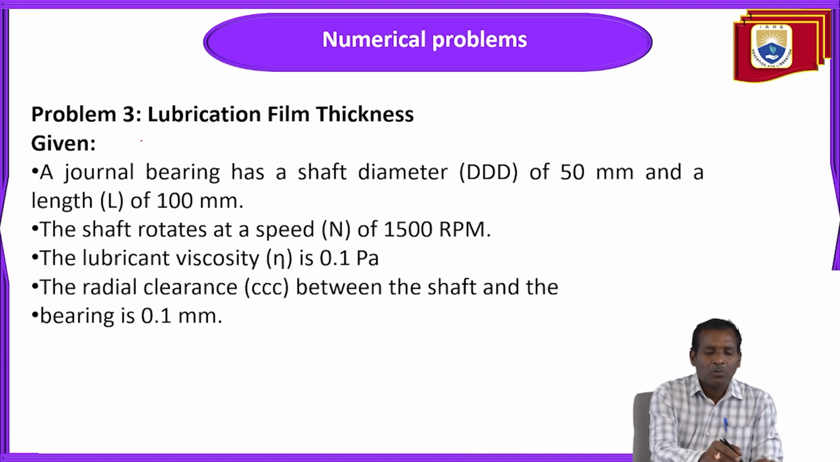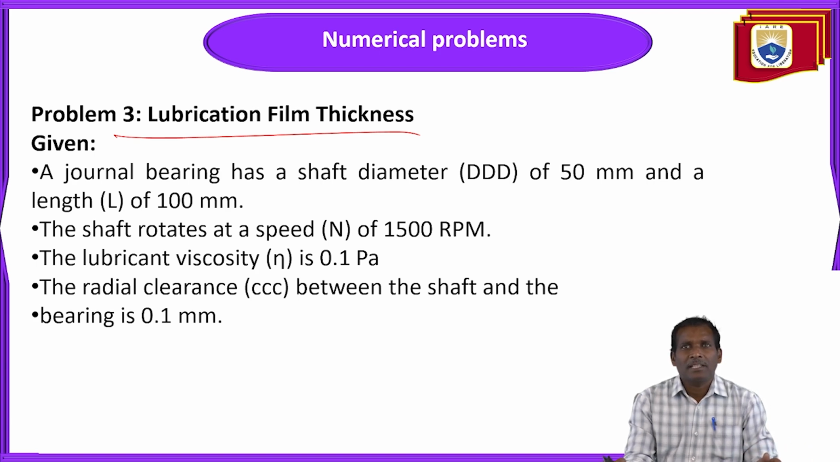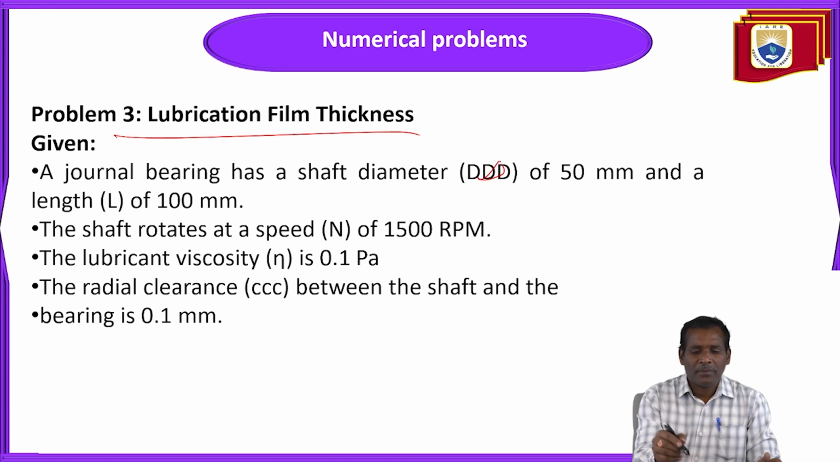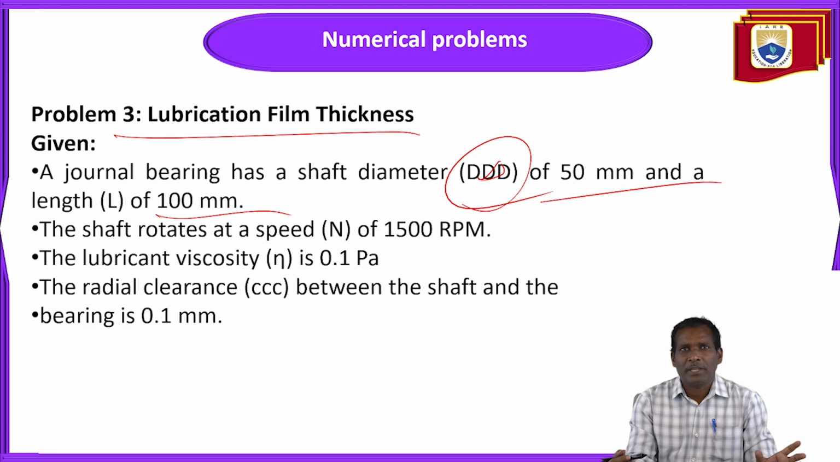Problem 3 is related to lubrication film thickness. This type of problem you can generally see in mechanical engineering bearing problems. A journal bearing has a shaft diameter of 50 mm and a bearing length of 100 mm.